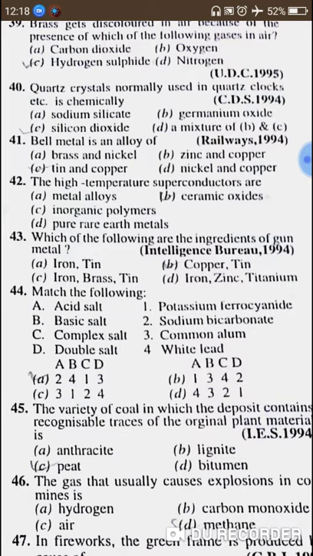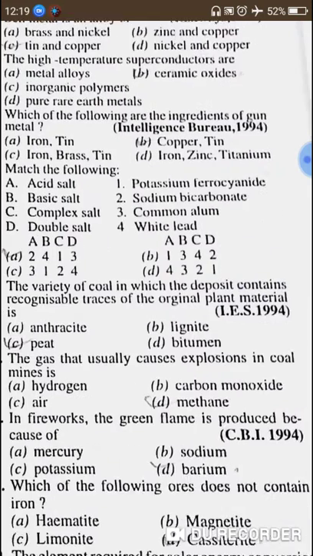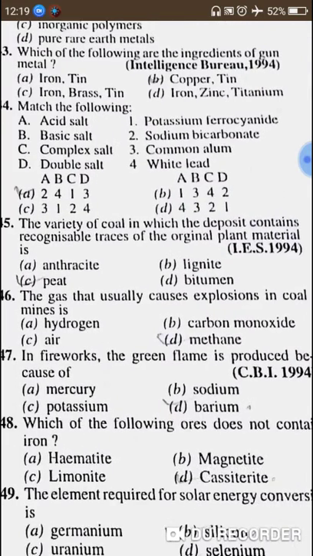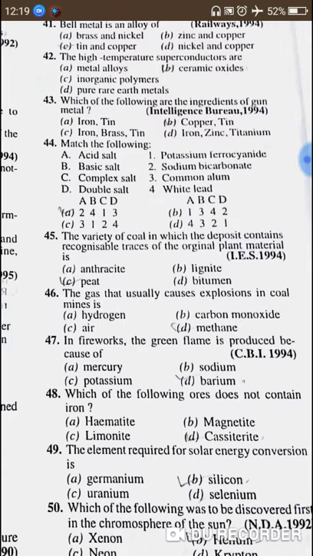Next question. The variety of coal in which the deposit contains recognizable traces of the original plant material is, the answer is peat. So the variety of coal in which the deposit contains recognizable traces of the original plant material is peat. Next, the gas that usually causes explosion in coal mines is methane. Next, in fireworks the green flame is produced because of barium. So in fireworks the green flame is produced because of barium. Next question. Which of the following ores doesn't contain iron? And our answer is cassiterite. Cassiterite is the ore which doesn't contain iron.